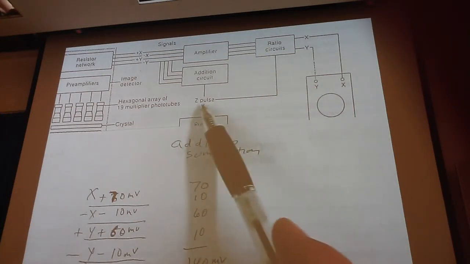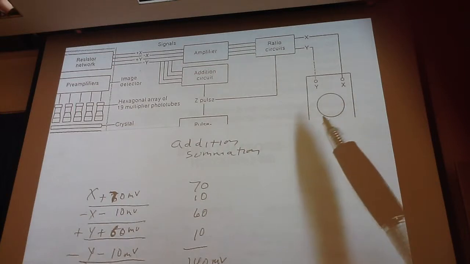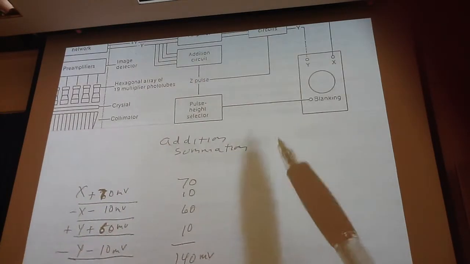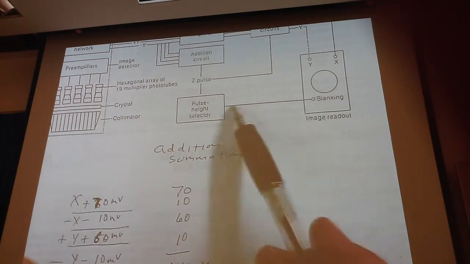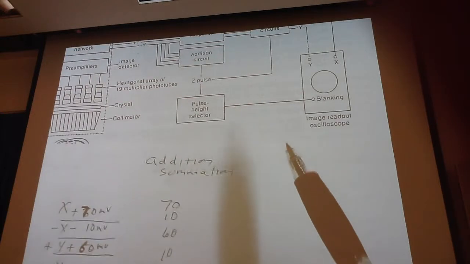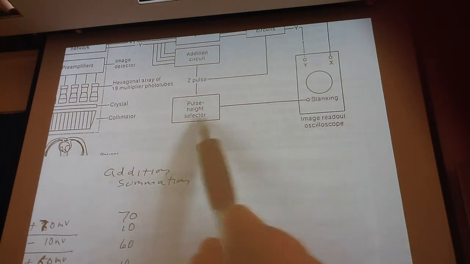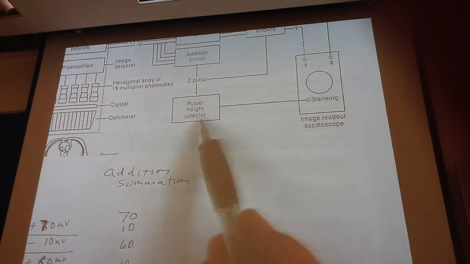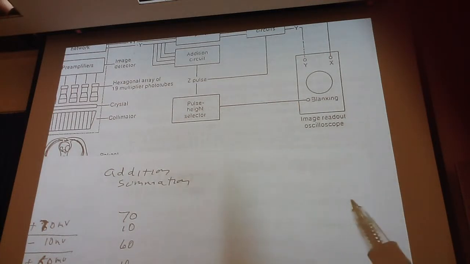The Z-pulse is sometimes called the gate pulse because it opens up the door and lets the X and Y information be recorded on your computer. But before that happens, actually this Z-pulse should go down here, because the pulse height selector will only allow a certain voltage through that gate. That's why we call it a window.